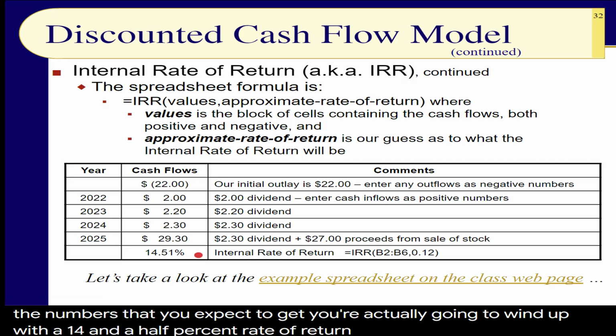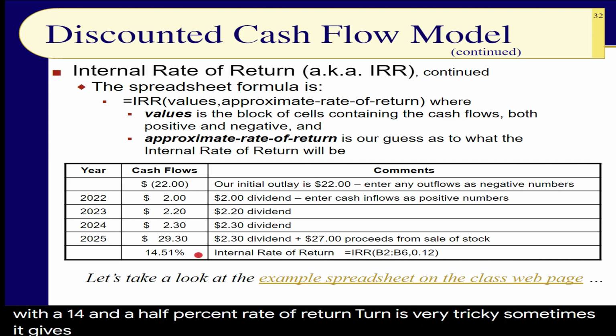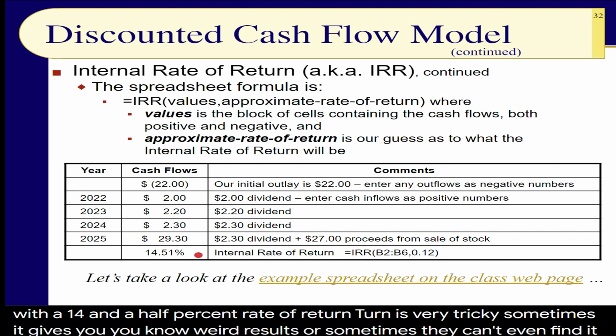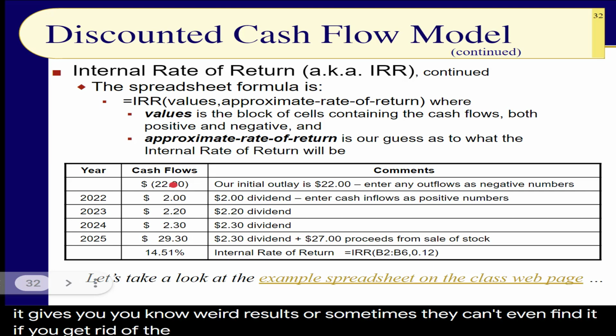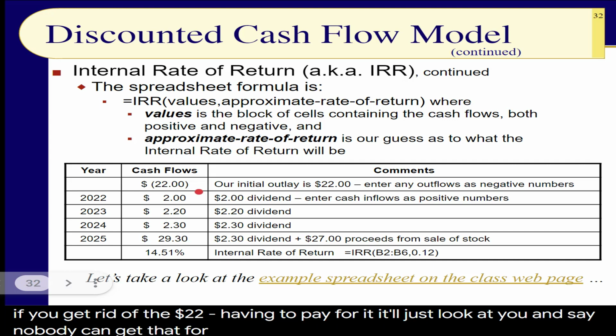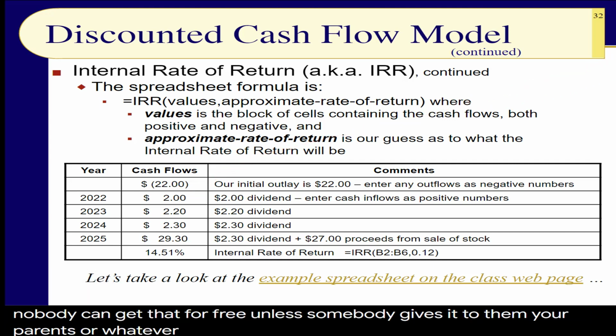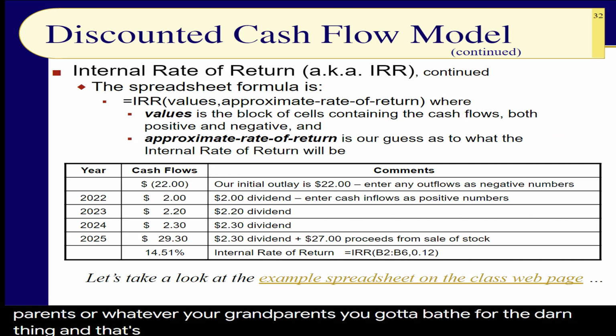Now, internal rate of return is very tricky. Sometimes it gives you weird results, or sometimes it can't even find it. If you get rid of the $22 negative, having to pay for it, it'll just look at you and say, nobody can get that for free, unless somebody gives it to them, your parents or whatever, your grandparents. You've got to pay for the darn thing. And that's the internal rate of return.